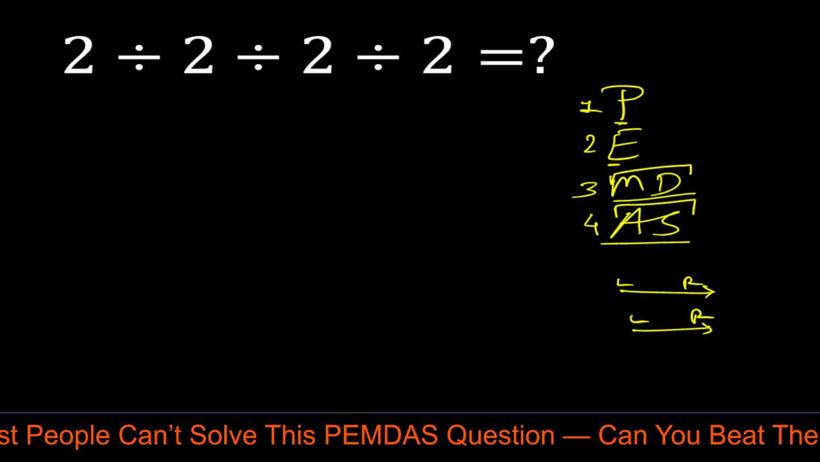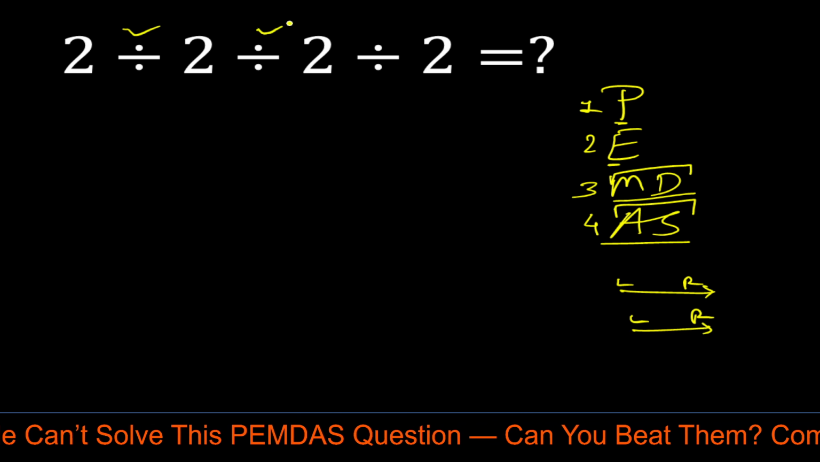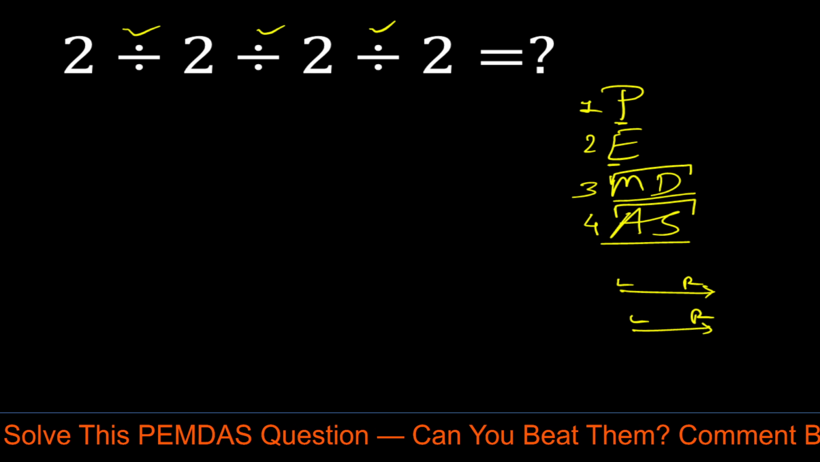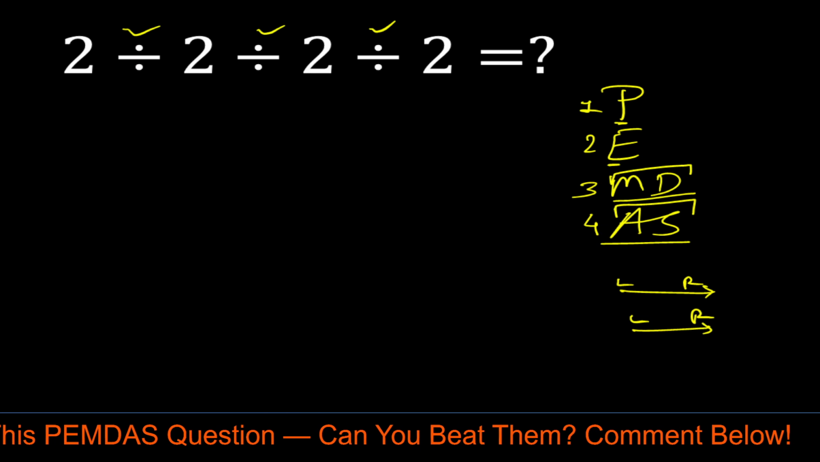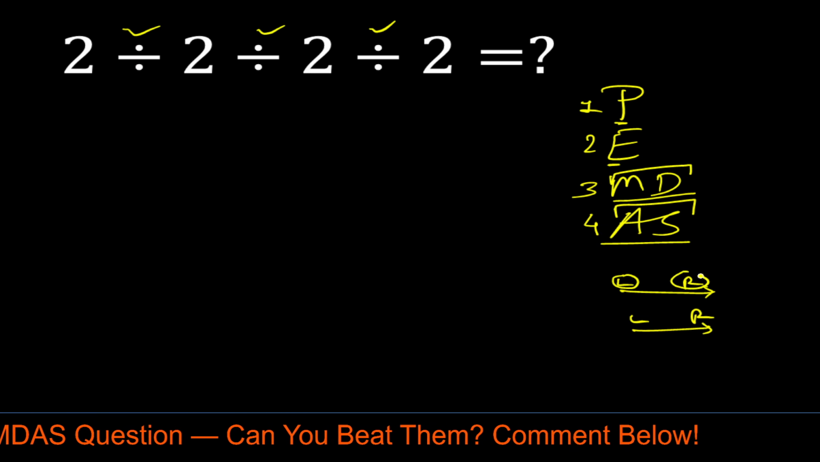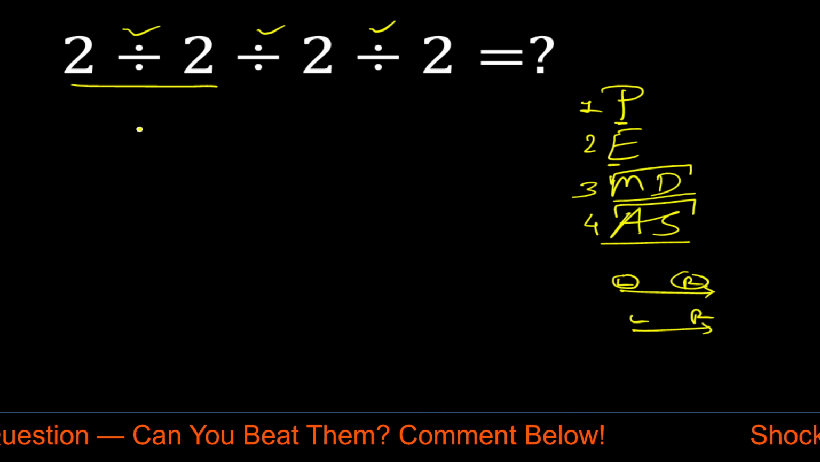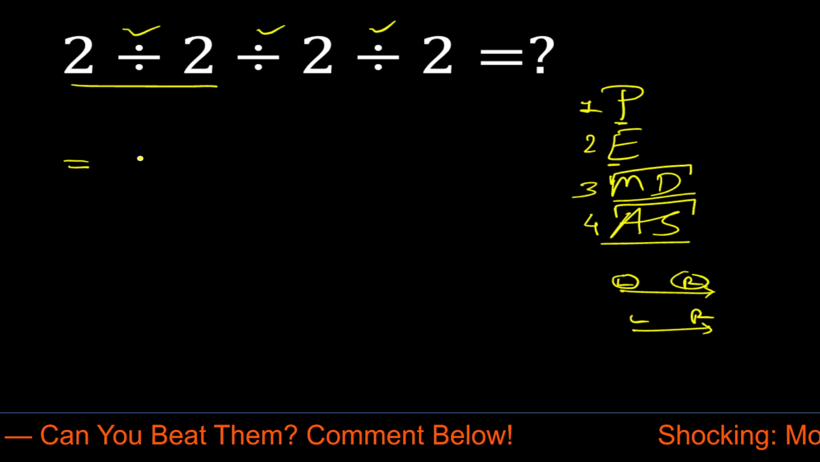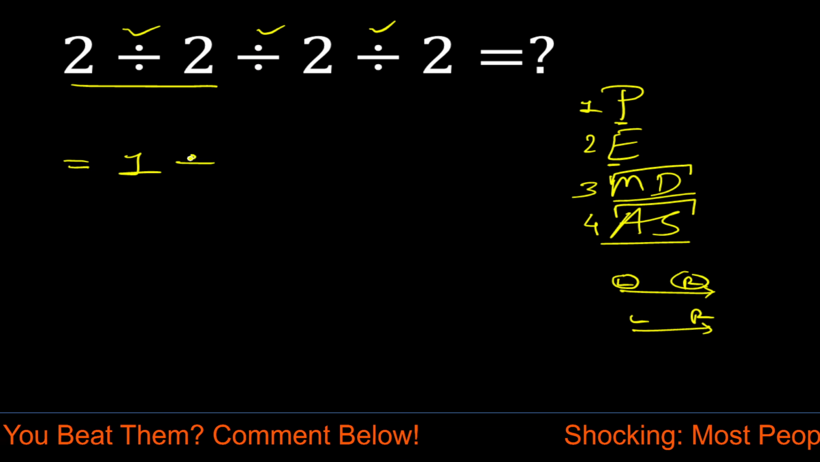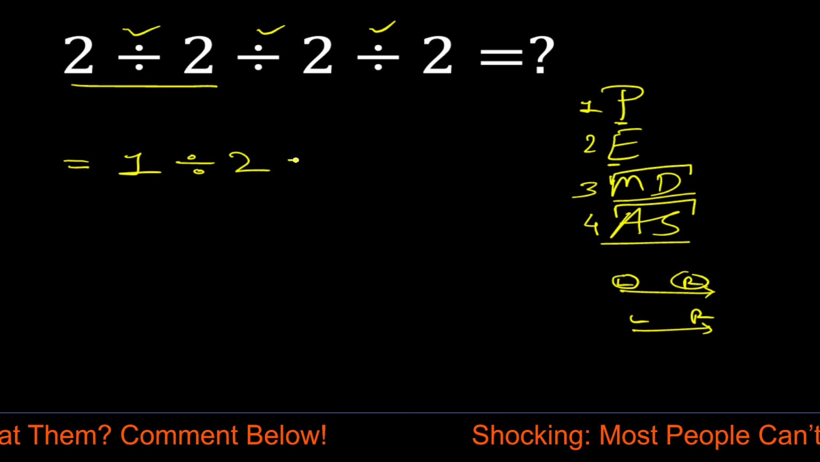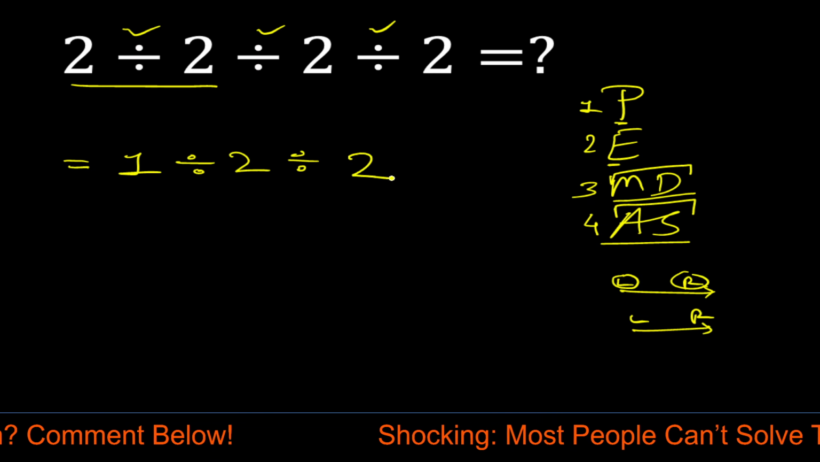So in this question, here we have division, and here division, and all have equal priority, so we have to solve it from left to right. So first we have to solve this division. So 2 divided by 2 is equal to 1, divide 2 divided by 2, right?